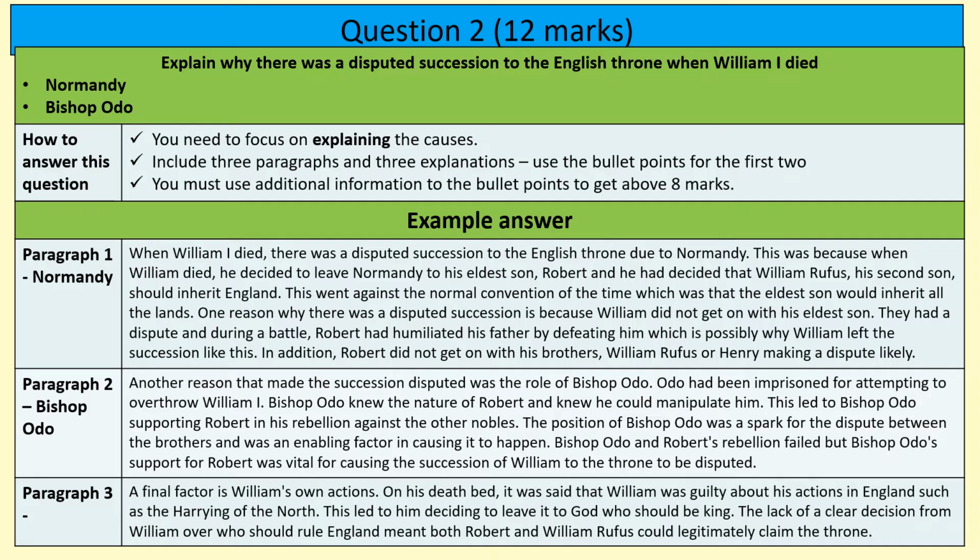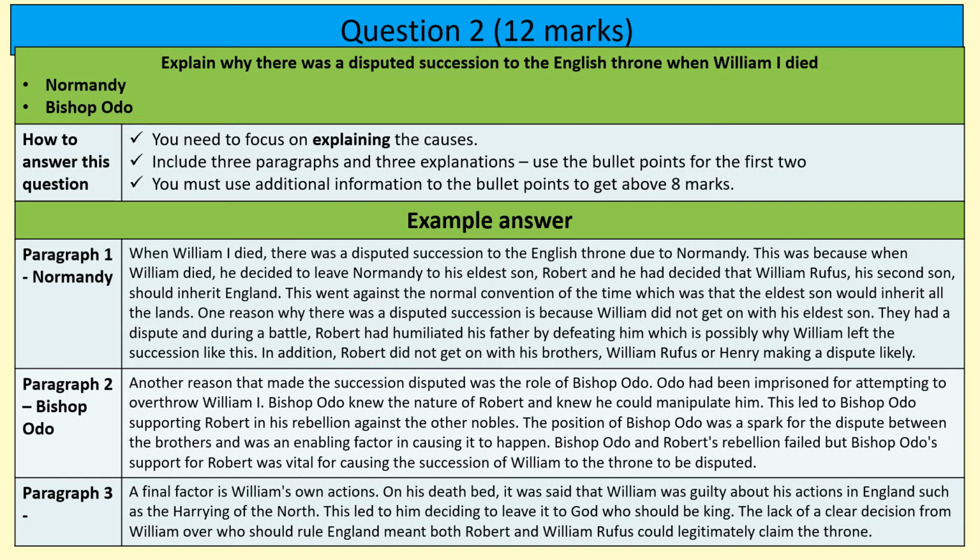Okay, let's have a look at question 2. It's worth 12 marks. So it will start off and it'll say something like, explain why there was a disputed succession to the English throne when William I died. Now, in terms of your second order concept, you're looking at causation here. Now, they've given you a couple of bullet points here.